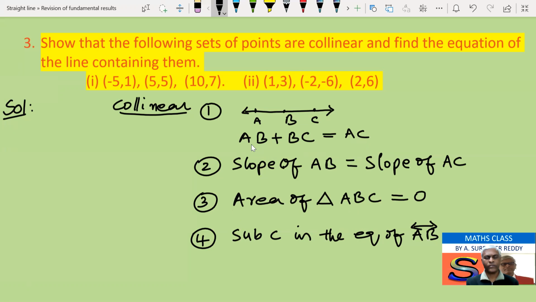మొదటిది దూరాలు కనుక్కోవడం ద్వారా AB plus BC is equal to AC. If you find the distance between AB and BC and AC, sum of the two becomes the third, then they are collinear.